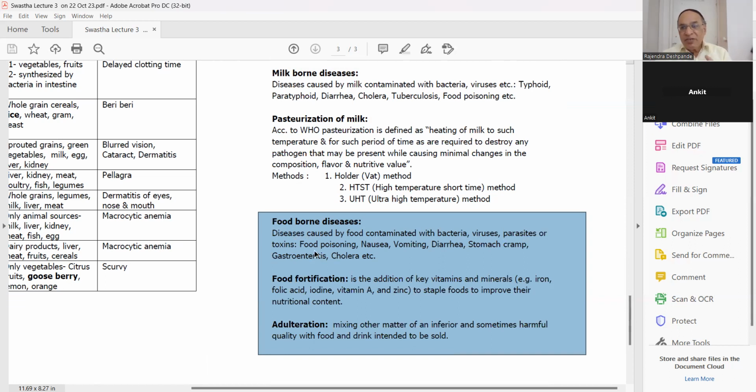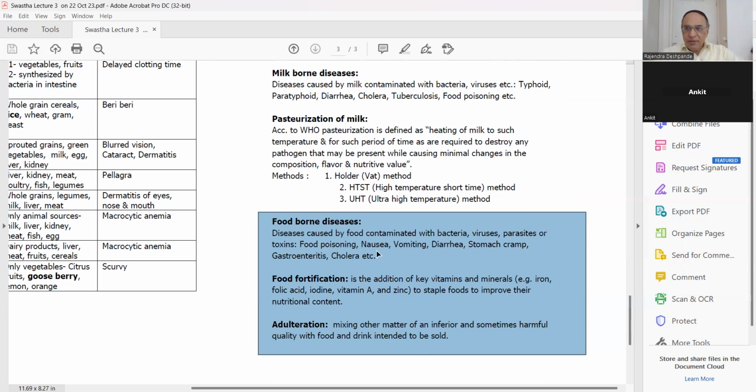Number one, especially in the festivals, Ganpati Utsava. I am not against the Ganpati Utsava. I am not against any puja or worship. But at that time, when a huge amount of food is prepared, I am not saying it happens every time, but chances are there that there may be flies and contamination may take place. So food poisoning is common in the festival seasons.